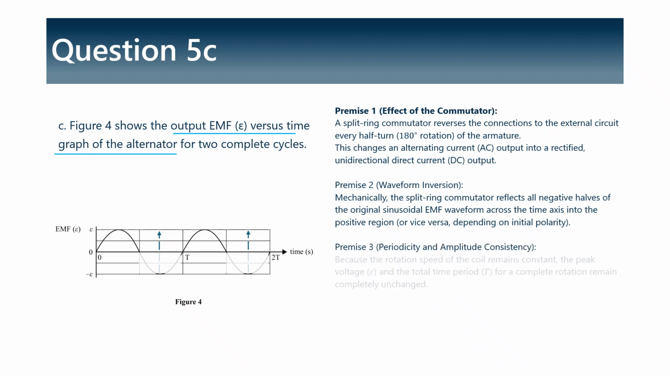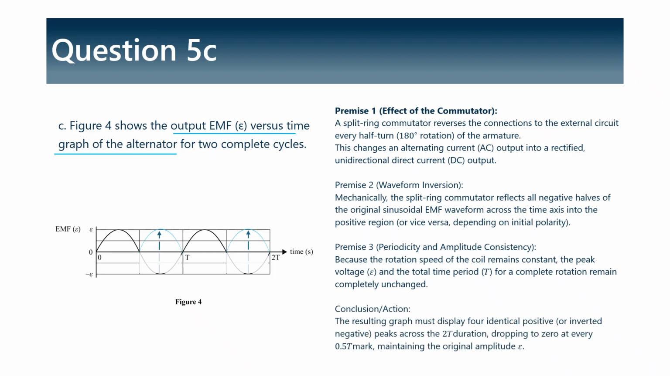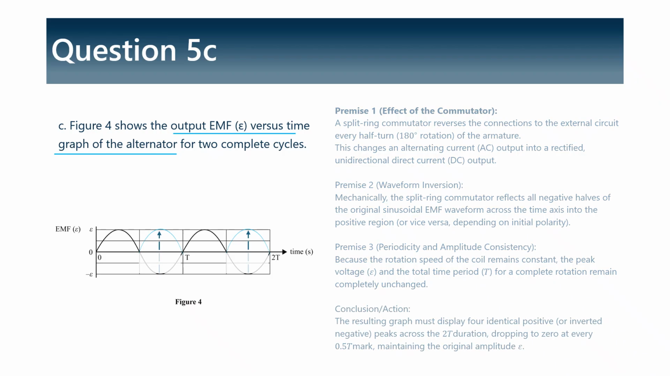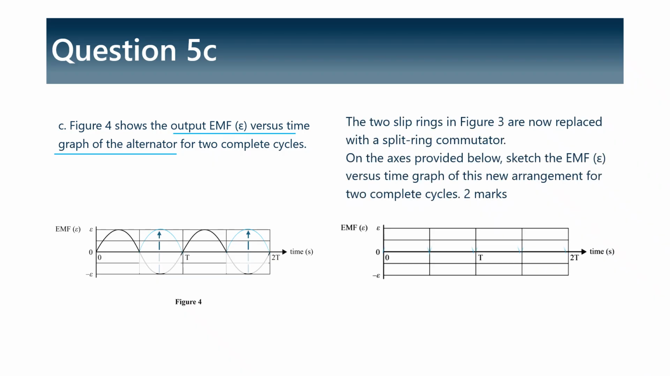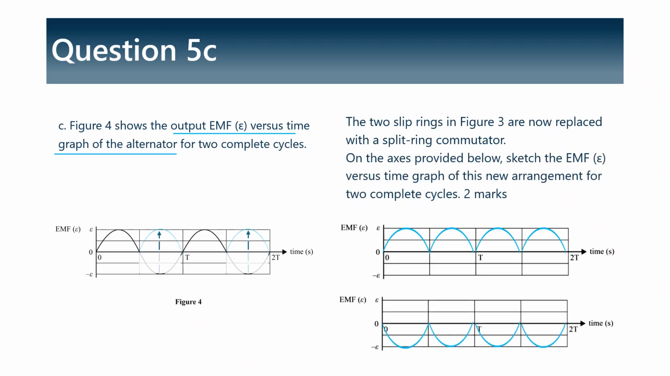Premise 3. Periodicity and amplitude consistency. Because the rotation speed of the coil remains constant, the peak voltage, epsilon, and the total time period, or a complete rotation, remain completely unchanged. Conclusion. Action. The resulting graph must display 4 identical positive, or inverted negative, peaks across the 2 duration, dropping to 0 at every 0.5 mark, maintaining the original amplitude epsilon.